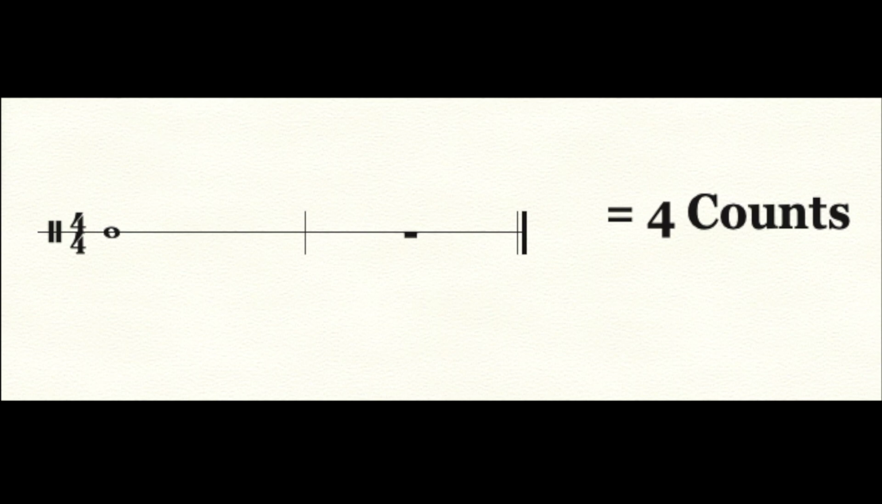So the first kind of note that we're going to talk about is a whole note. A whole note gets 4 counts. Its counterpart, the rest, also gets 4 counts. A whole note would sound like this if this is the tempo. 1, 2, 3, 4. La. And of course the rest would be rest, rest, rest, rest.